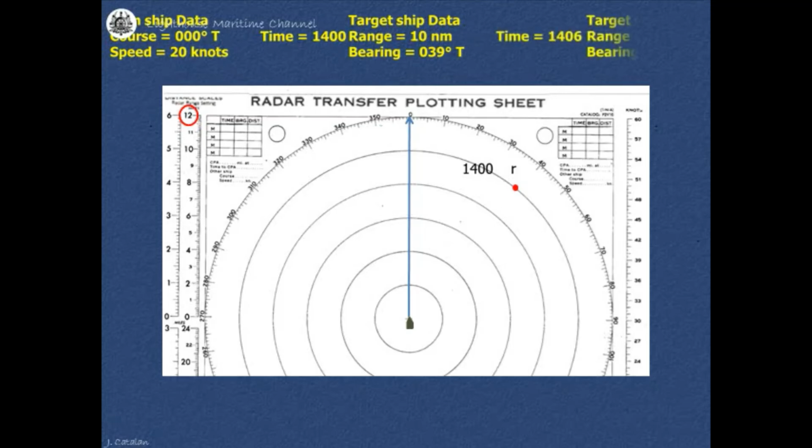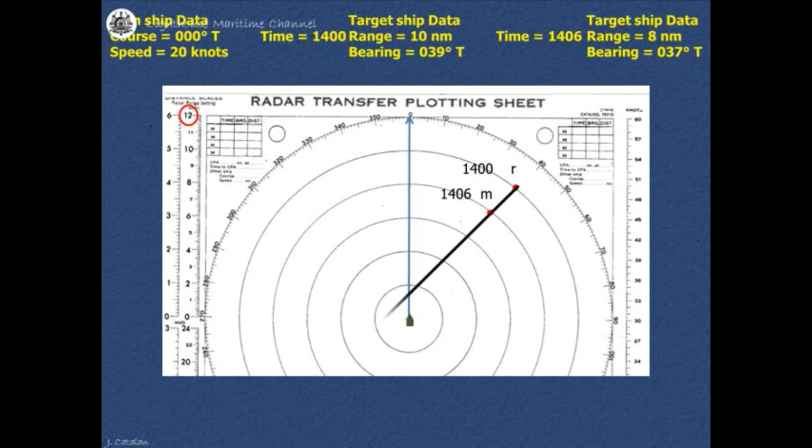Plot the target ship data. The bearing is equal to 037 degrees true, and the range is equal to 8 nautical miles. Measure it using the compass divider. Same procedure as what we did in the first target ship plotting. But this time, label it M, to indicate that this is the second target plot at 1400 hours, 06 minutes.